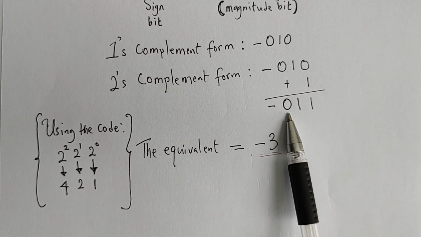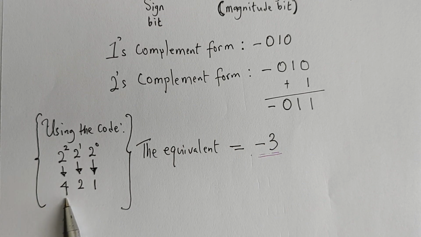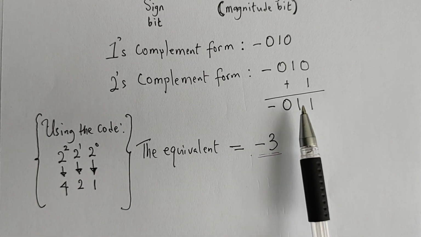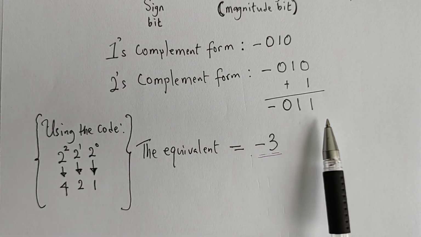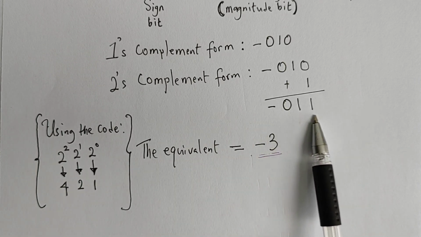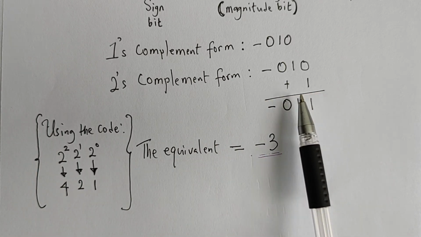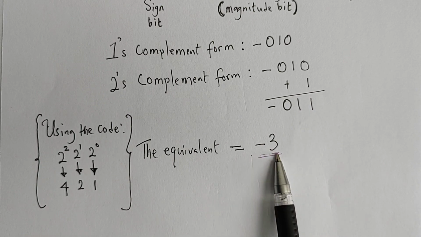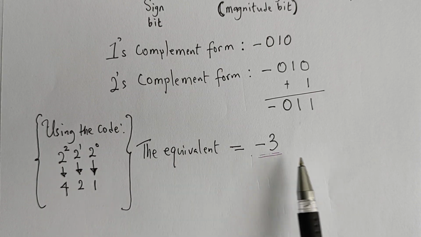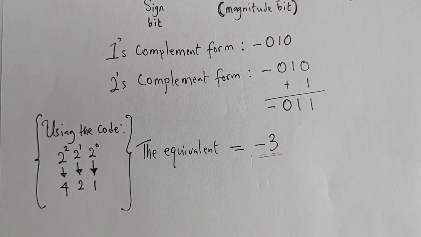So where we have 0, it means 4 is absent. The middle value, which is the second value, is 1. It means 2 is present. The last value is 1, which means 1 is present. If you sum it together, you have 2 plus 1, which is 3. So this representation is nothing but minus 3. So the equivalent is equal to minus 3. This is how easy and straightforward it is.